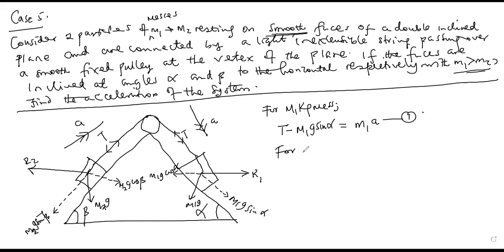For m2, since it is moving these ways, it will be T counterbalancing m2g sine beta, so it is going to be T. Or no, for the first one, it's supposed to be m1g sine alpha moving the T, so it will be minus T here.